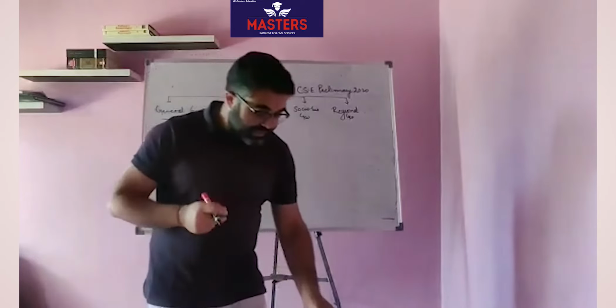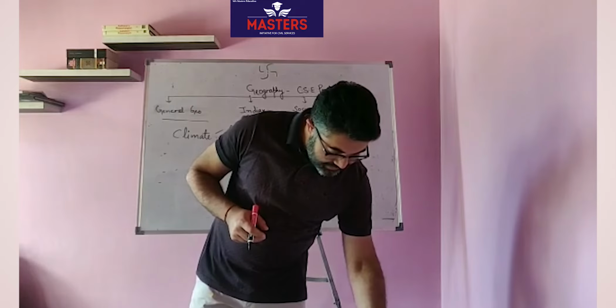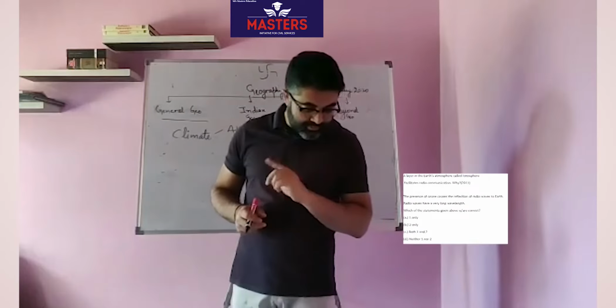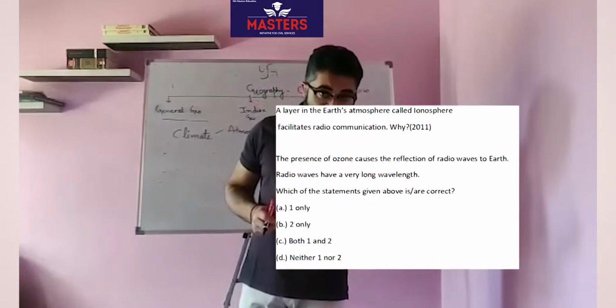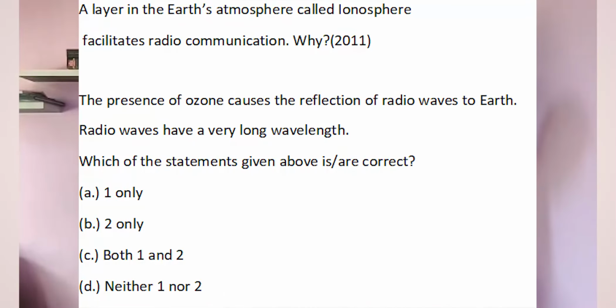Again, related to the Earth's atmosphere, there was a question asked, I think it was again in 2012, although almost 9 years back, but still important. A layer in this Earth's atmosphere, called ionosphere, facilitates radio communication. Why?